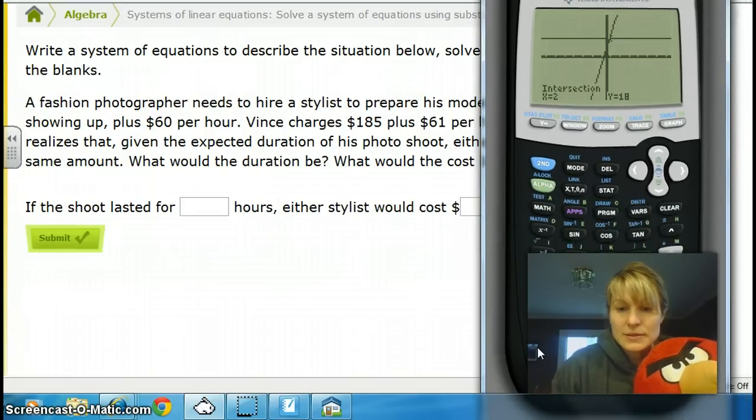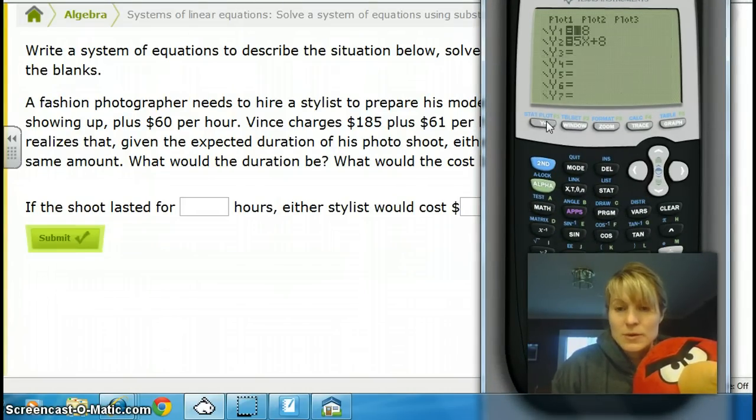So we're going to hit the on and go to your y equals, clear anything out here, and make sure these plots are all clear. If there's a black box around any of these, you want to hit enter to clear it out. So we had $60 times x plus 186.